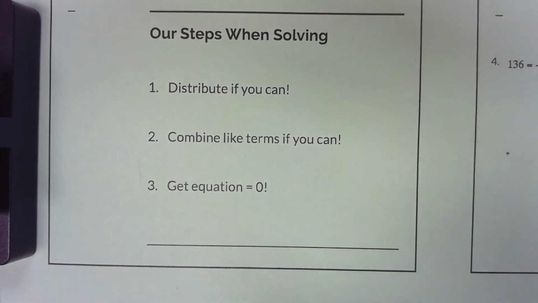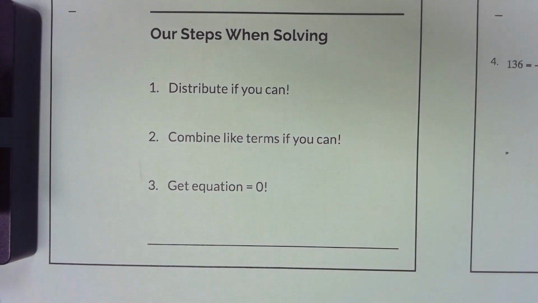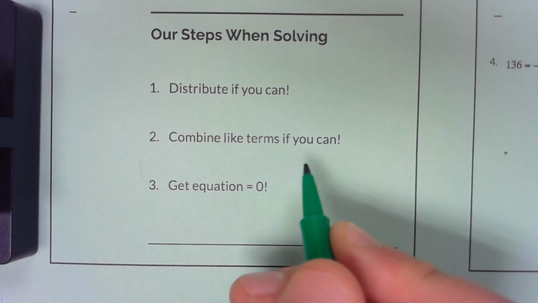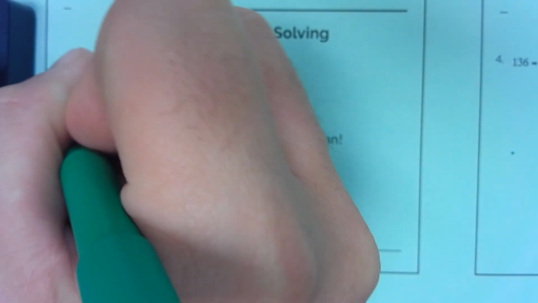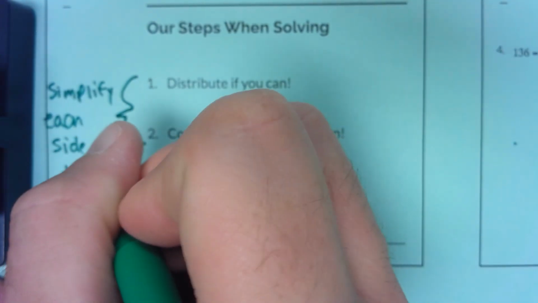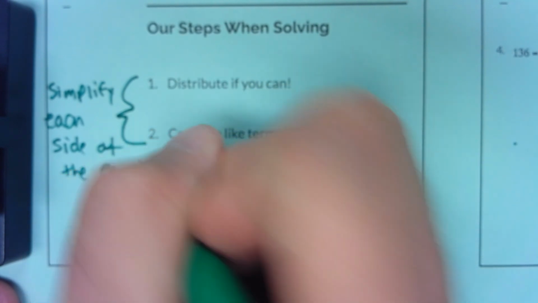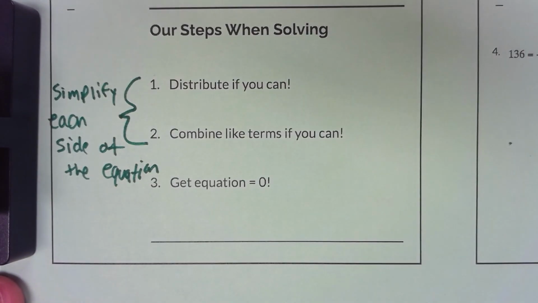All right, so here are our steps. Distribute if possible, if that actually shows up in the actual problem. Combine like terms if you can. This is basically us describing simplifying each side of the equation. Okay, after we simplify each side of the equation, that's when we'll go ahead and get the equation equal to 0 and do our same solving process we've been doing the entire unit. So simplify each side of the equation first.